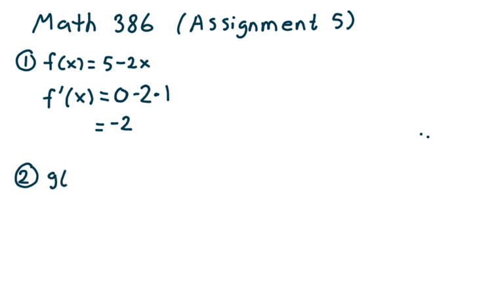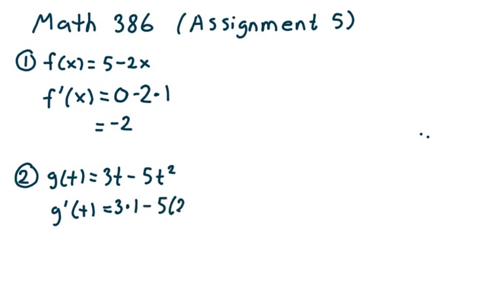So we have g of t is equal to 3t minus 5t squared. So g prime of t, right, the derivative, is 3 times the derivative of t, which is 1, minus 5 times 2t. And so the correct answer for number 2 is 3 minus 10t. Number 3.